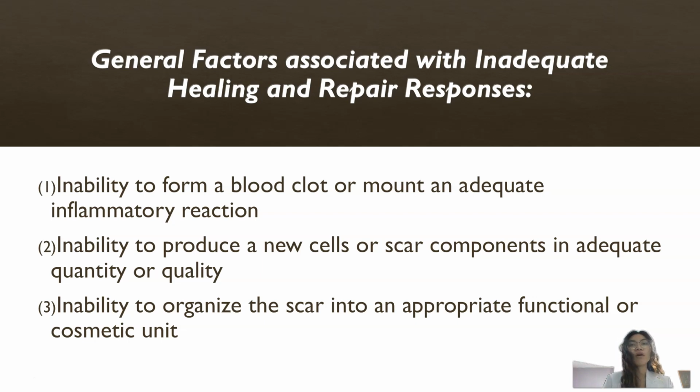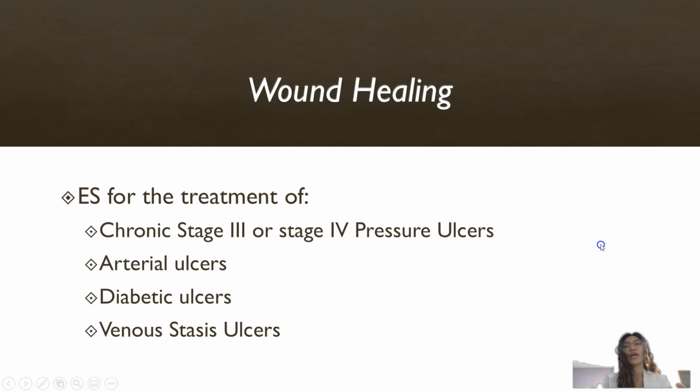Inability to organize the scar into an appropriate functional or cosmetic unit. Okay? Ito yung, kumbaga, nagkakaroon tayo ng different types of scar like your hypertrophic and your keloid scar. Okay? Ayan. So, I hope naalala niyo pa, no, yung difference ng hypertrophic and your keloid scar. When we say hypertrophic scar, it means that it is within the borders of the wound. Okay, pero pag keloid, it goes beyond the border of the wound. Okay? And, syempre, mas pangit yung keloid as much as possible.